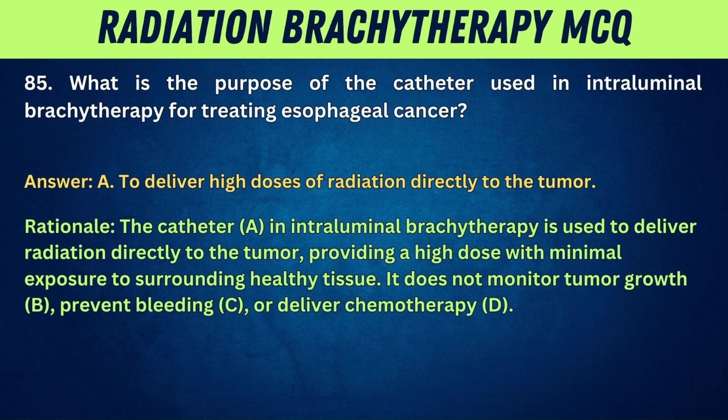Rationale: The catheter, A, in intraluminal brachytherapy is used to deliver radiation directly to the tumor, providing a high dose with minimal exposure to surrounding healthy tissue. It does not monitor tumor growth, B, prevent bleeding, C, or deliver chemotherapy, D.